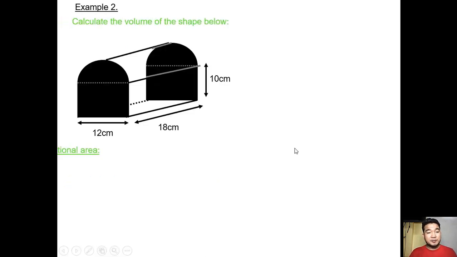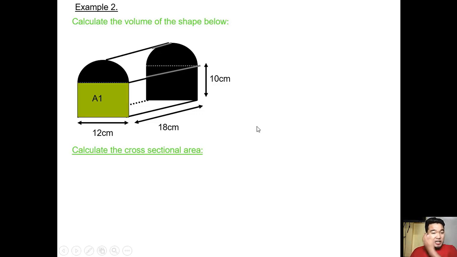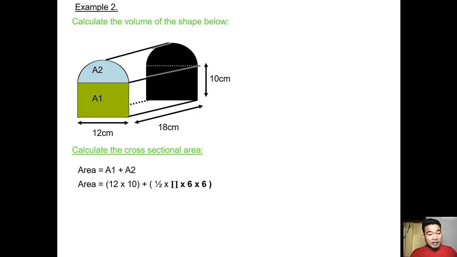Example number 2. So in this case, para siyang oven, ano? So oven toaster or bahay ng ibon. So we have here a rectangular prism and 1/2 of the cylinder. So calculate the cross-sectional area. We have the rectangle and semicircle. So we add the area of that 2.